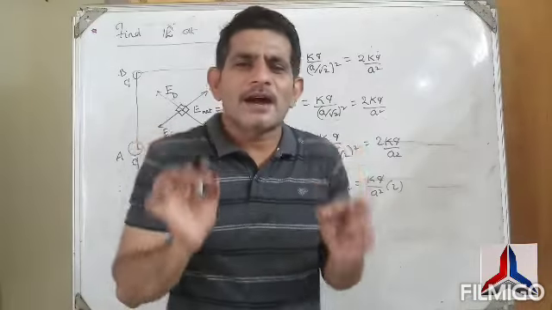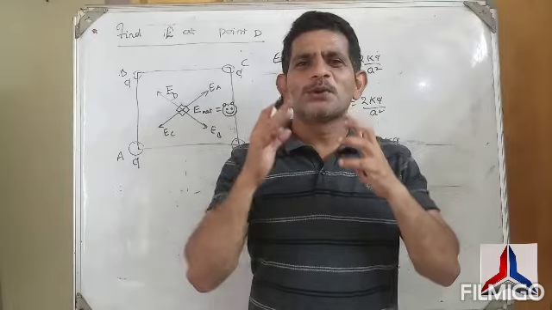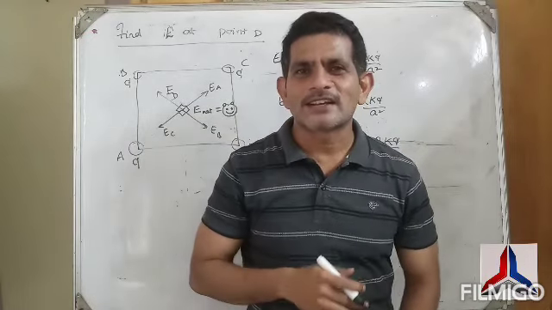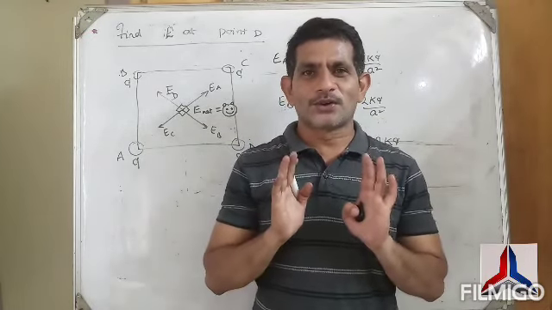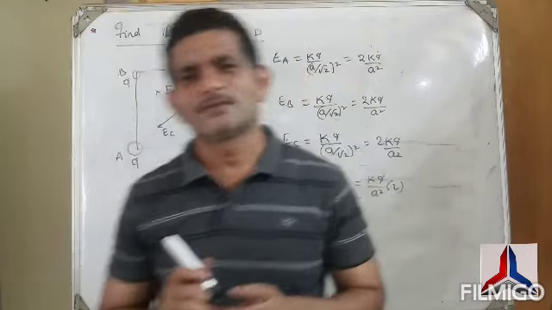Please, a small smile, because you got your favorite answer, 0. What is your favorite answer? Whenever the answer is 0, your eyebrows always come up like this. Okay.